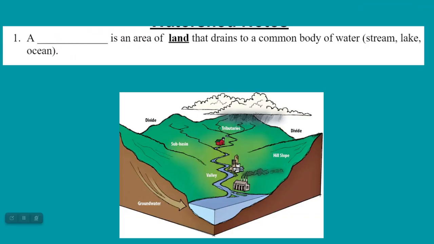All right, so hopefully you were able to answer the first 5 questions pretty easily. So what is the area of land that all drains to the common body of water? It's called a watershed. So we have water that is going to precipitate, and from the highest points in our watershed, it's going to make its way down to the big body of water. Sometimes it's going to just run off the surfaces of these hills and mountains. Sometimes it's going to go directly into these small streams and creeks, which are called tributaries, as they contribute water into the bigger streams and creeks and rivers.